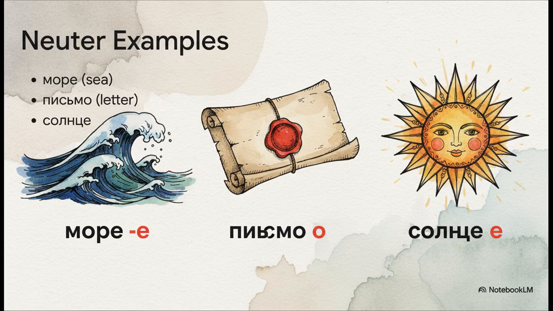Let's look at a few more just to make sure it sticks. The sea, "more," ends in e. A letter, "pismo," ends in o. And the sun, "solntse," ends in e. You're doing awesome. Those are the three big rules for Russian gender.